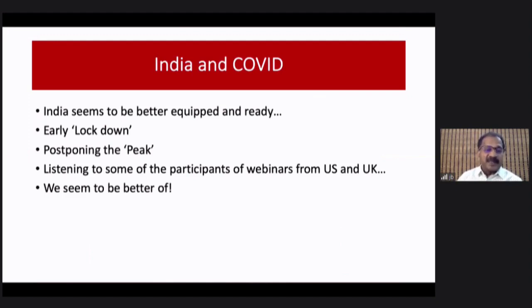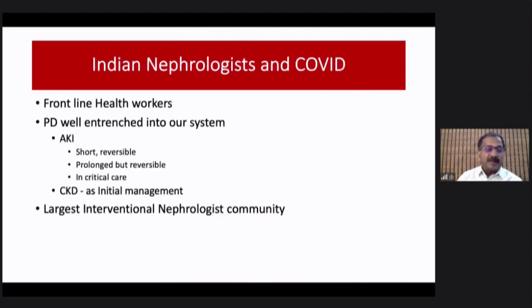Postponing the peak really mattered, because listening to some of the webinar speakers from the US and UK in early April, how they talk about non-availability of masks, even in rich countries like them, because they were not prepared, because the cases flooded in a very short time. Although we are a poorer country, now we have had time, and now I'm sure there is no shortage of masks and PPE kits, and these 3 months have made a lot of things better, and we seem to be better off.